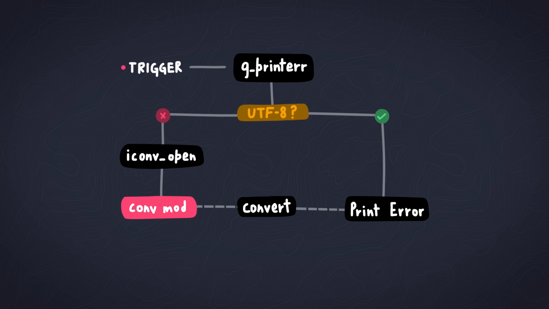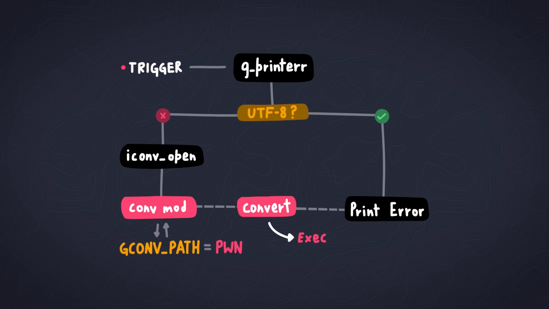The idea is to trigger an error and set the charset to something other than UTF-8, which will trigger this g_printerr. So this g_printerr function will recognize that the charset is different and it will try to convert them. And to do that, it requires a conversion module, which we can specify using an environment variable called GCONV_PATH. An internal function called __gconv_open is responsible for the conversion. And this will basically look into the environment variable and get the malicious conversion module from there. Once it has our conversion module, it will try to convert the charset. But in reality, it's actually executing our malicious code. And more importantly, it's executing it as root.